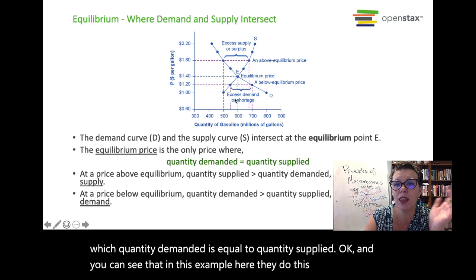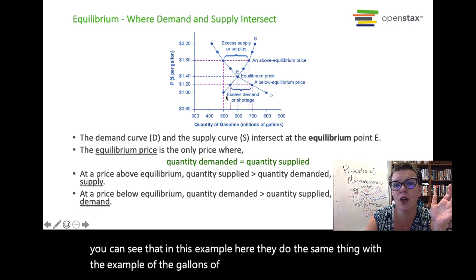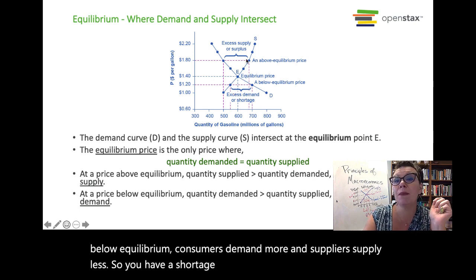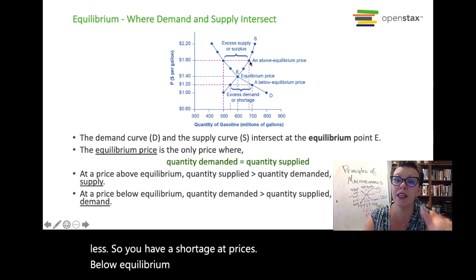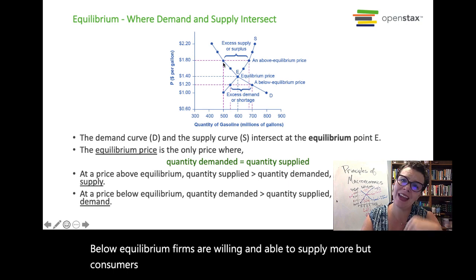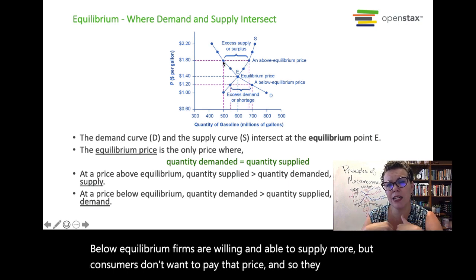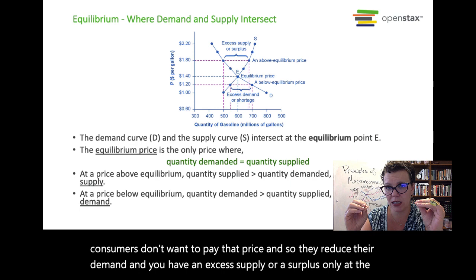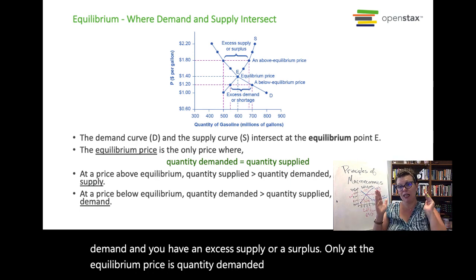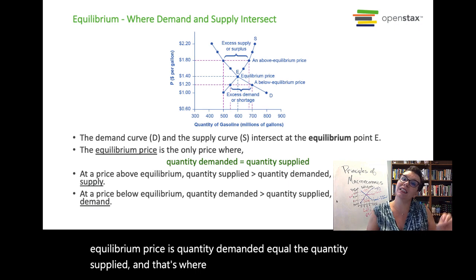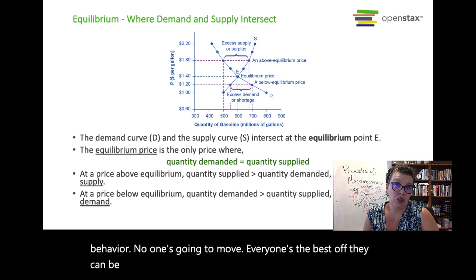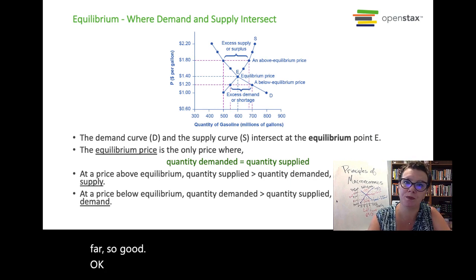They do the same thing with the example of the gallons of gasoline, right? At lower prices below equilibrium, consumers demand more and suppliers supply less. So you have a shortage. At prices above equilibrium, firms are willing and able to supply more, but consumers don't want to pay that price. And so they reduce their demand and you have an excess supply or a surplus. Only at the equilibrium price is quantity demanded equal to quantity supplied, and that's where no one has an incentive to change their behavior. No one's going to move. Everyone's the best off they can be. So far, so good? Okay, cool.